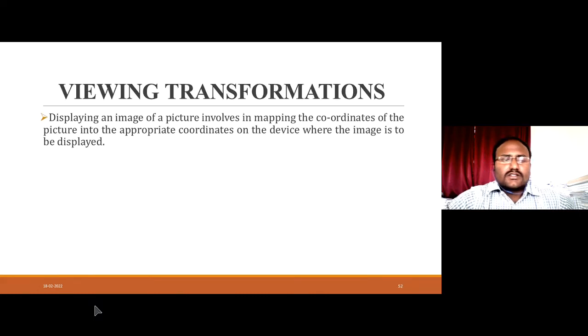So the next thing is we have to know about transformation. Viewing transformation means displaying an image or picture, which involves mapping the coordinates of the picture into the appropriate coordinates on the device where the image is to be displayed. That is called viewing transformation.